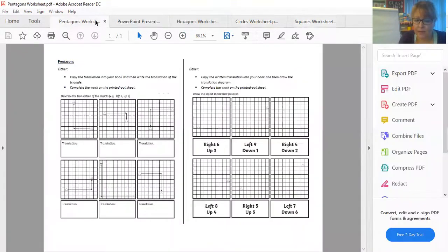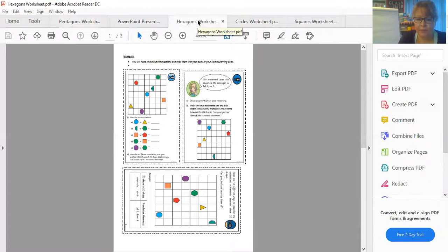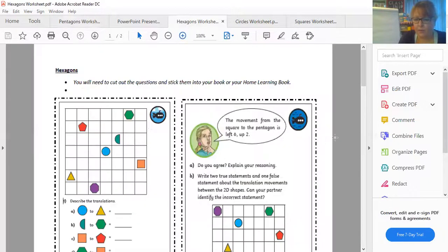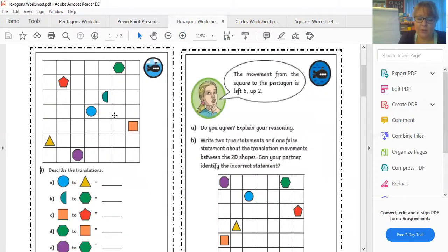Pentagons, again, same idea, just a little bit harder. Okay. And then hexagons, you've got some different questions. So you've got this one here. Let me zoom in. You've got this one here to start with. And it says describe the translation. So you look at the circle and it says circle to square. So what route would the circle have taken to get to the square, to get to the triangle?